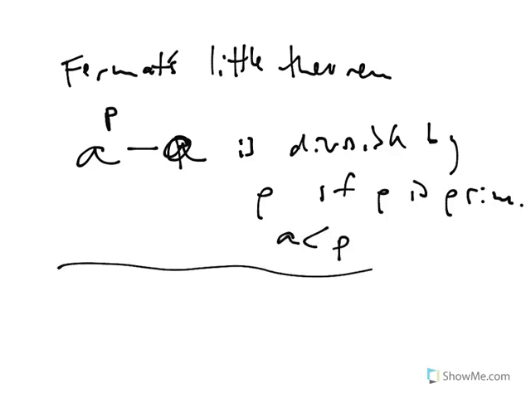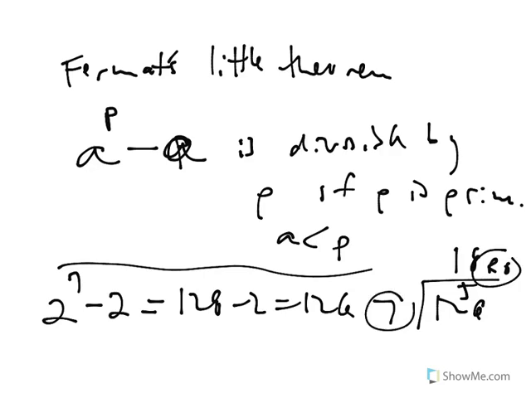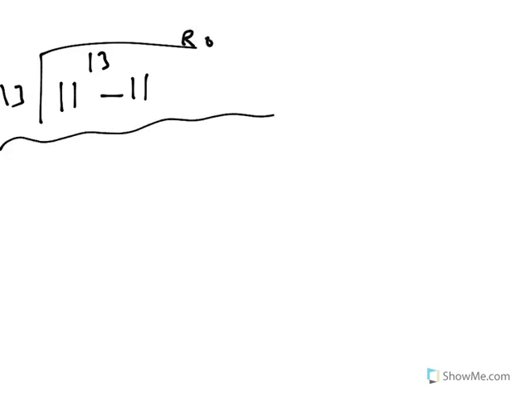That's what it says. For instance, 2 to the 7th minus 2. 2 to the 7th is 128, minus 2, which is 126. And if you divide 126 by 7, you do get 18, remainder 0. It means it's divisible by 7 as predicted. So it's a true theorem, and it means, for instance, that if I divide 11 to the 13th power minus 11 by 13, I'll get remainder 0. So that's what the theorem says.